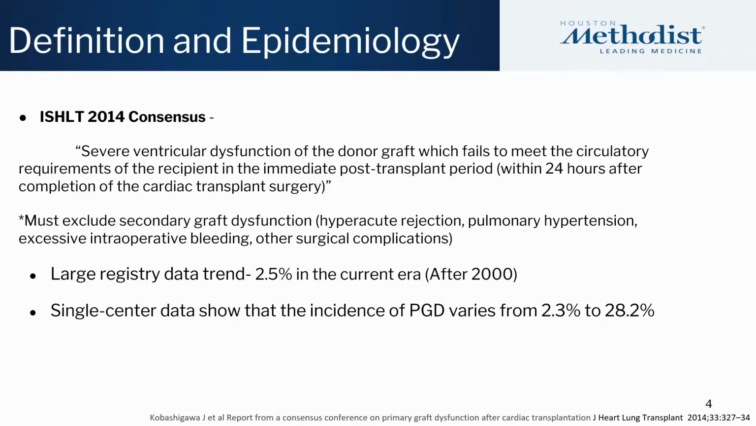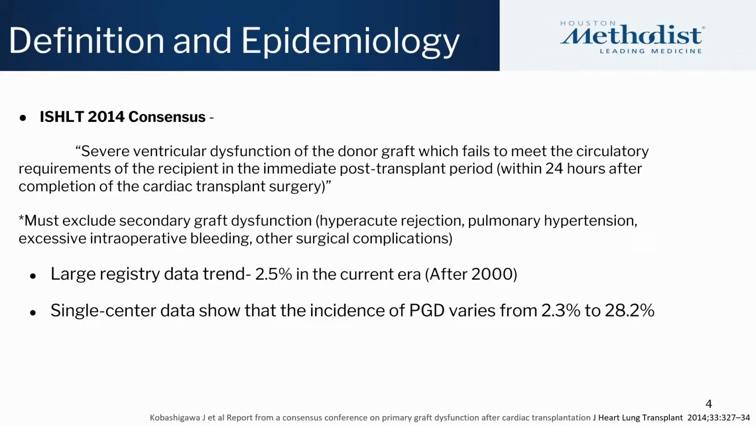So looking at the definition, there have been so many variable definitions through the history of heart transplantation. The ISHLT 2014 consensus statement defines PGD as severe ventricular dysfunction of the donor graft which fails to meet the circulatory requirements of the recipient in the immediate post-transplant period. And they also make sure that you had to exclude secondary graft dysfunction causes such as hyperacute rejection, pulmonary hypertension, and excessive intra-operative bleeding and other surgical complications.